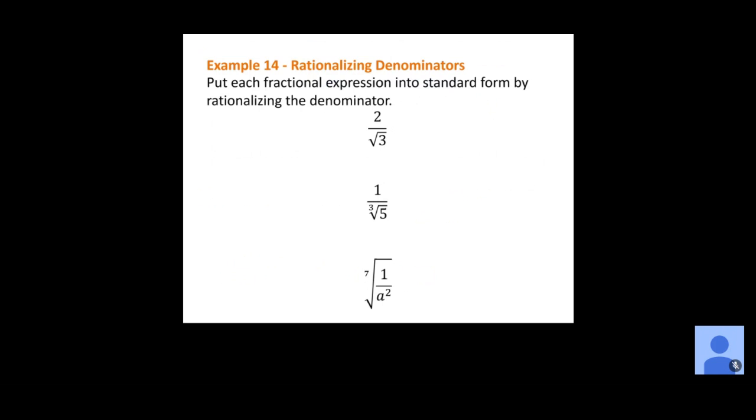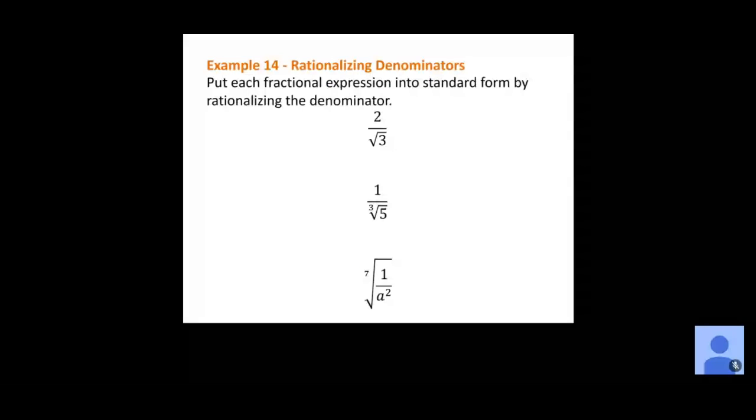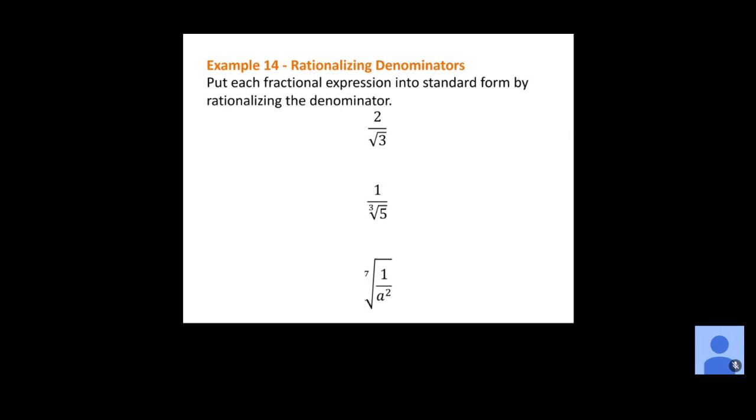All right, so let's take a look at these. We've got 2 divided by the square root of 3, and we want to rationalize that denominator, meaning we want to get rid of the radical that's in the denominator. So the way we're going to do that is we're going to multiply numerator and denominator by the same thing, because that's the same thing as multiplying by 1. That's completely legal. Well, the thing we're going to want to multiply by is the square root of 3.